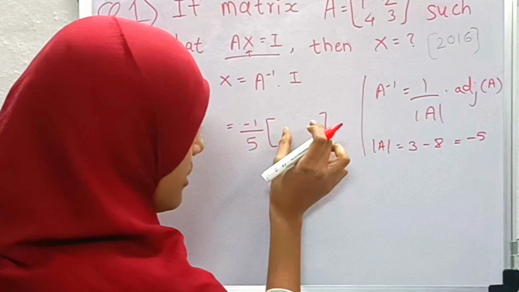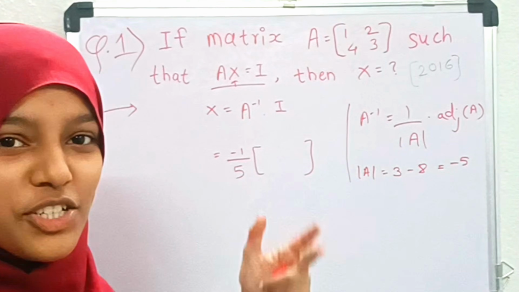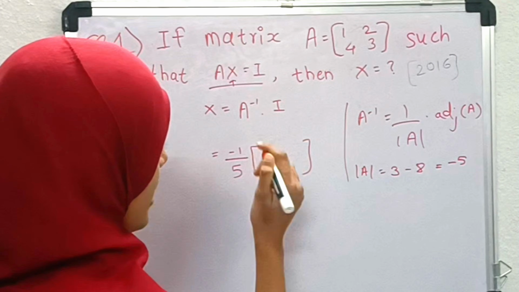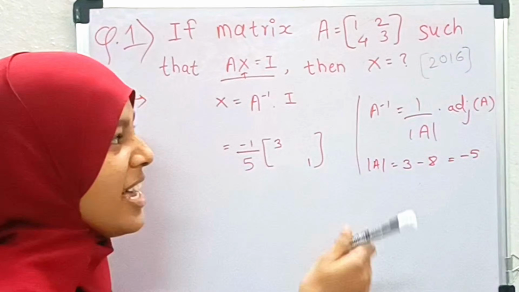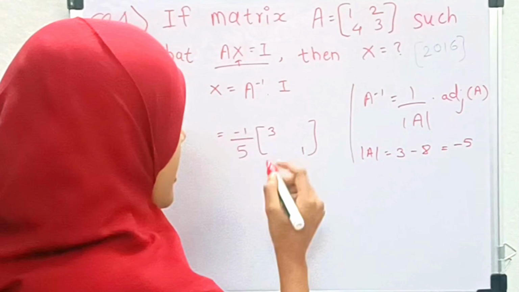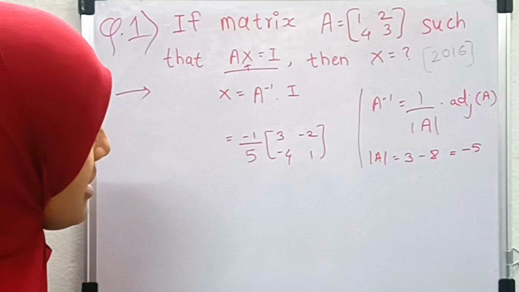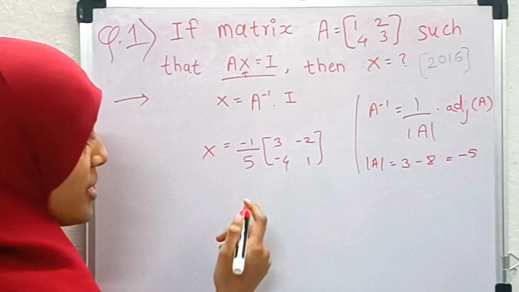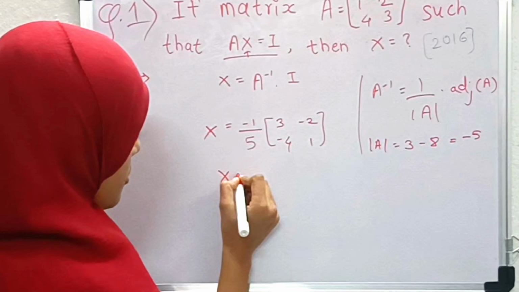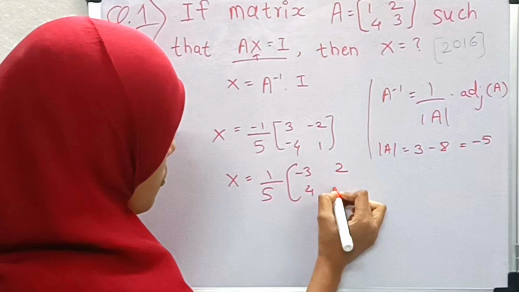Now we have to write the adjoint of A. As we know the short trick, we just interchange the positions of the elements and change the signs. We interchange the positions of a and d, that is 1 and 3, so 3 will be here and 1 will be here, and we change the signs of 2 and 4, as they are the elements at positions b and c. So it will become like this. That's our final answer, that is the x value. But if we want to remove this minus sign, we just multiply it inside. So x will be 1 upon 5 times minus 3, plus 2, plus 4, and minus 1.